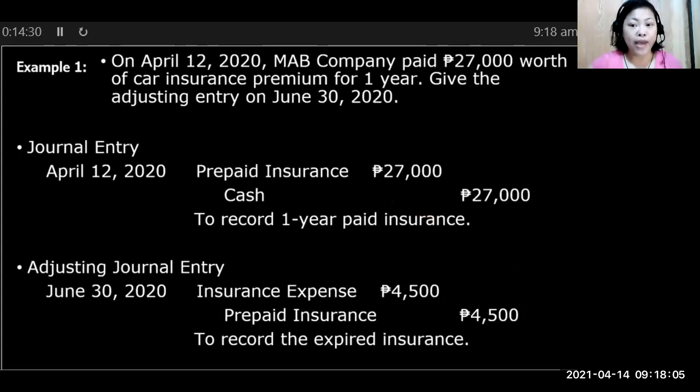When the 27,000 was paid for 1 year insurance premium on April 12, prepaid insurance represented 12-month insurance. So, on June 30, the 27,000 prepaid insurance is not totally asset anymore. There are already parts of it which is already consumed or used. So you are now going to get the 2 months portion of that prepaid insurance and do the adjusting journal entry. It is necessary to recognize the insurance expense for 2 months by debiting it and decreasing the balance of your prepaid insurance. When you credit it, you are deducting, decreasing your prepaid insurance. Okay, so that is one example.